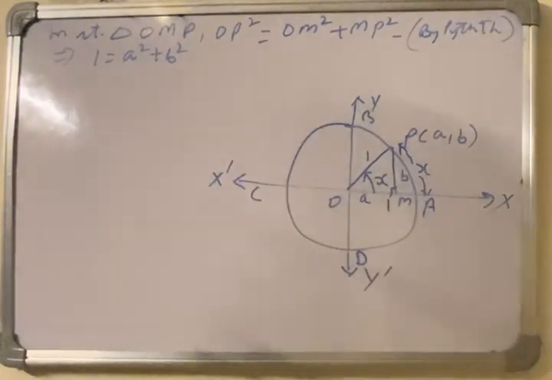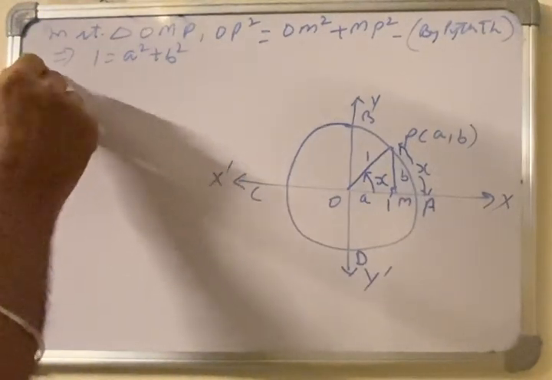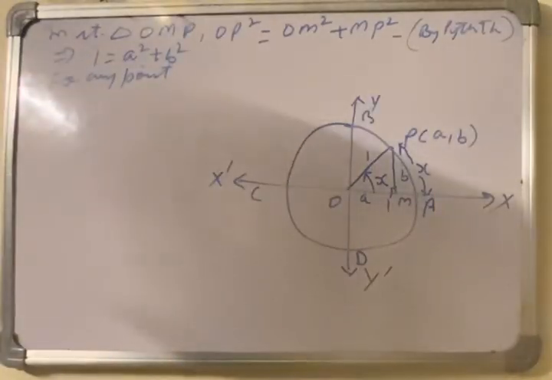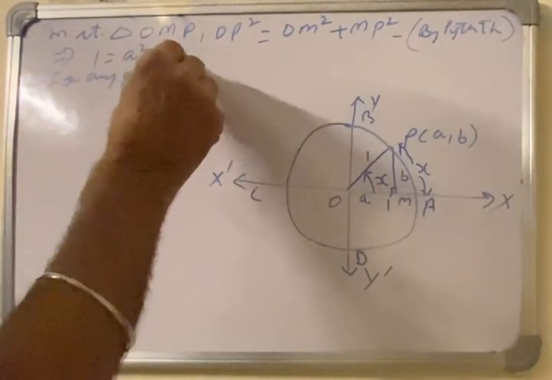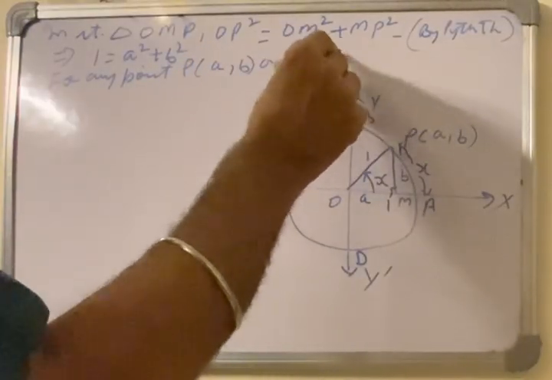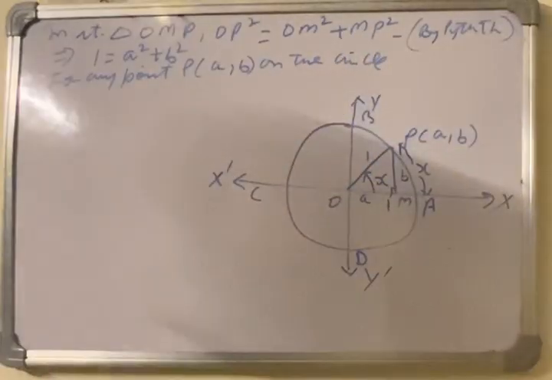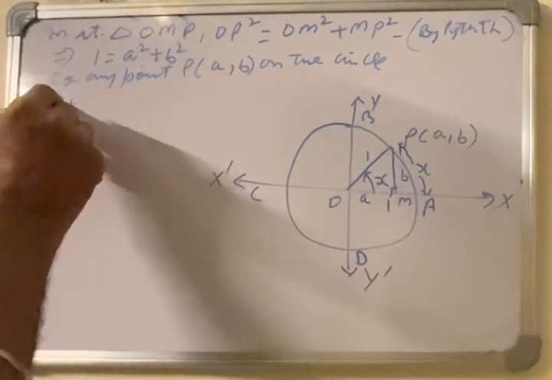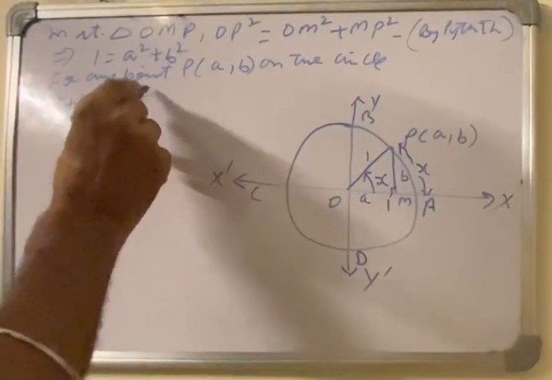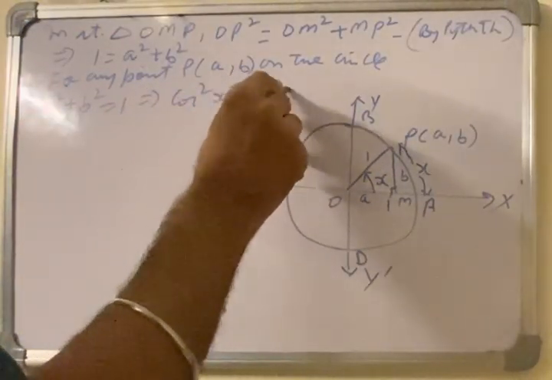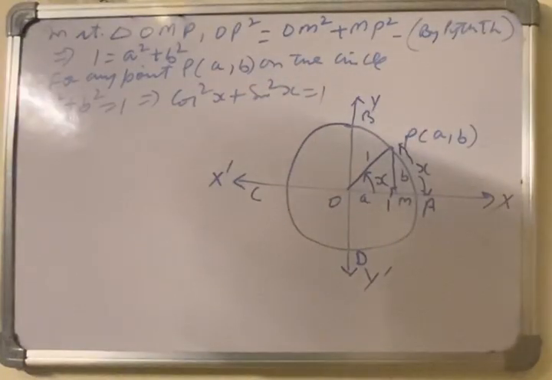Therefore, for any point P(a, b) on the circle, a square plus b square is equal to 1, which implies cos square x plus sin square x is 1.